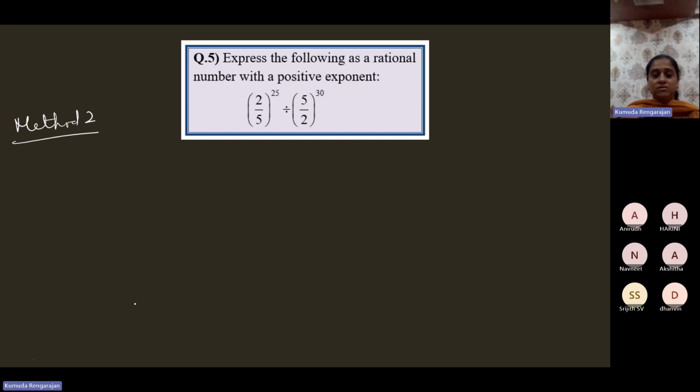All right. In method 2, in the first method, what did we do? We brought 5 by 2 to the base 2 by 5. Now we'll bring 2 by 5 to the base 5 by 2.